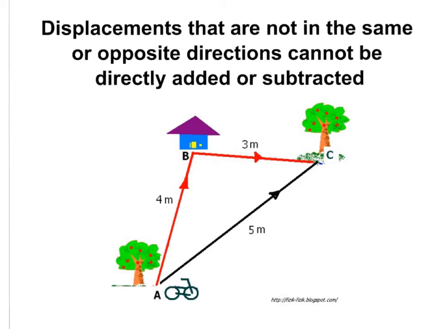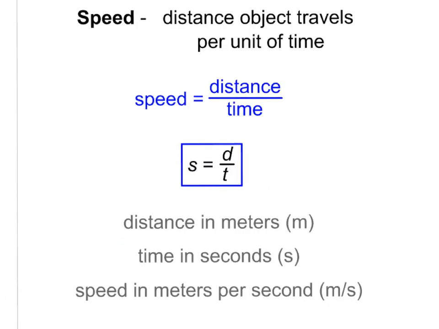Displacements that are not in the same direction and they're also not in exactly opposite directions cannot be directly added or subtracted. I'm not requiring that you know how to do these kinds of functions, but for advanced proficiency, look into some of the math that you could use to solve problems where the displacements are not in the same direction or in exactly opposite directions.